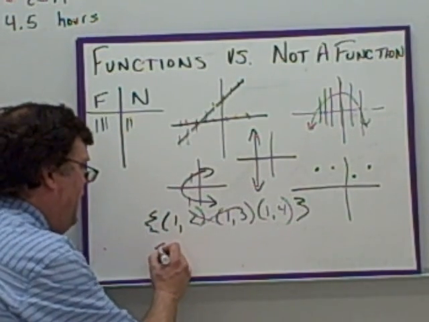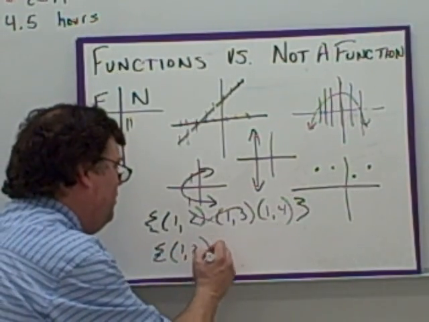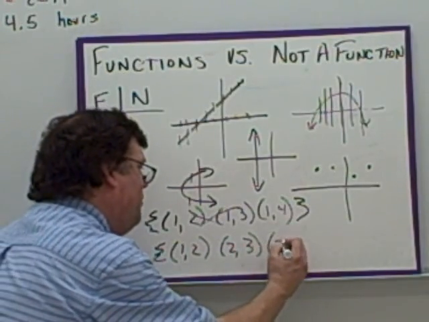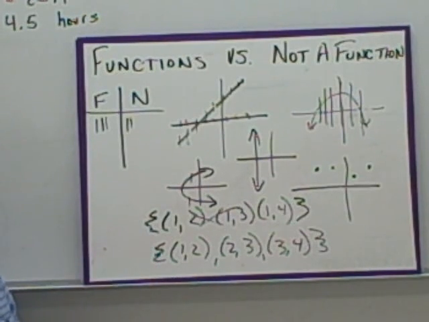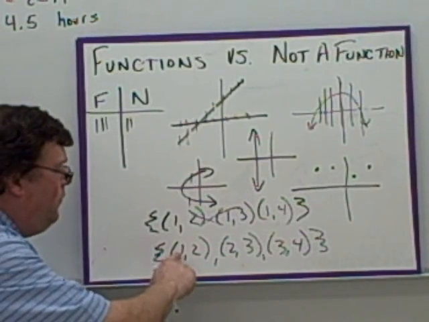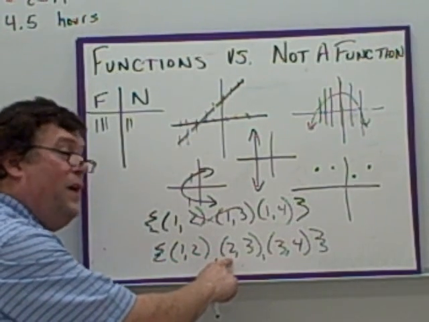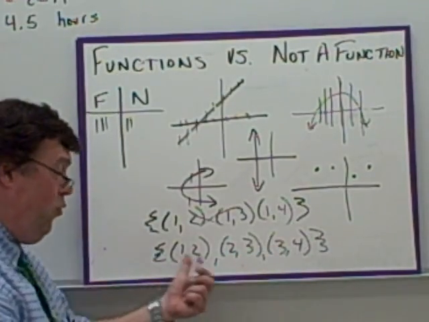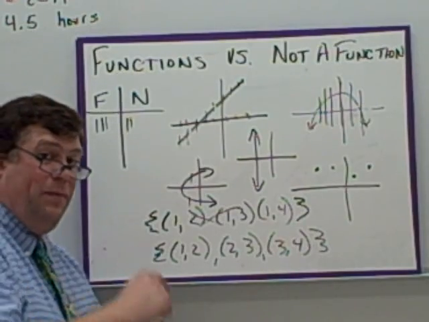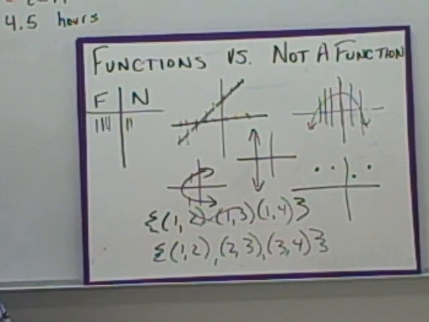Let's try another one. What if we have (1, 2), (2, 3), (3, 4)? Those 3 points, do they form a function? Well, for the input value of 1, we only have the output of 2. For the input value of 2, we have the output value of 3. For the input of 3, we have 4. There's no repeats in the x. If you have no repeats in the x value, you have a function. So yes, it is a function. We're now 4 to 2.